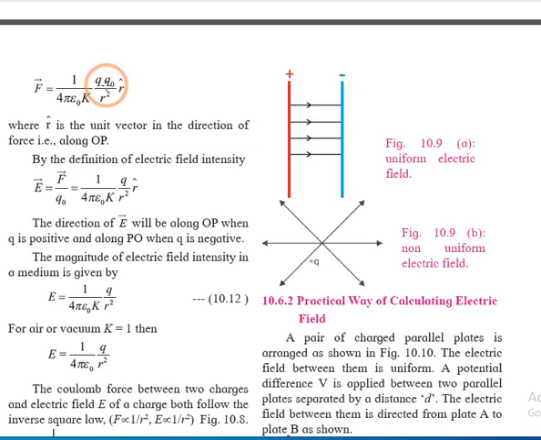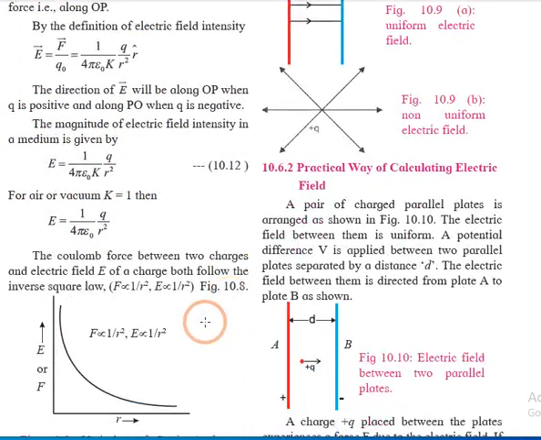Q naught gets cancelled. The direction of E is along OP. So the electric field intensity finally becomes, just make this term in a bracket form, 1 upon 4 pi epsilon naught K Q upon R square into R cap. R cap will come with the magnitude, and the vector form will go away entirely. The remaining term is E is equal to 1 upon 4 pi epsilon naught K Q upon R square.